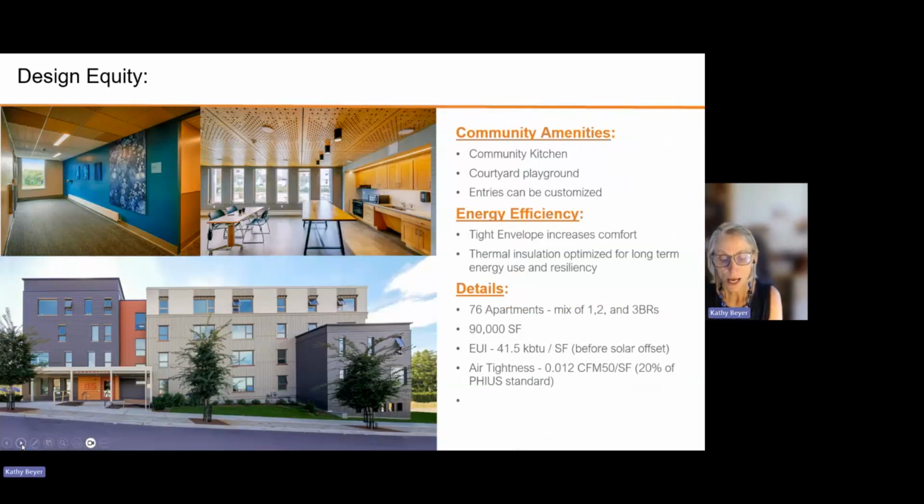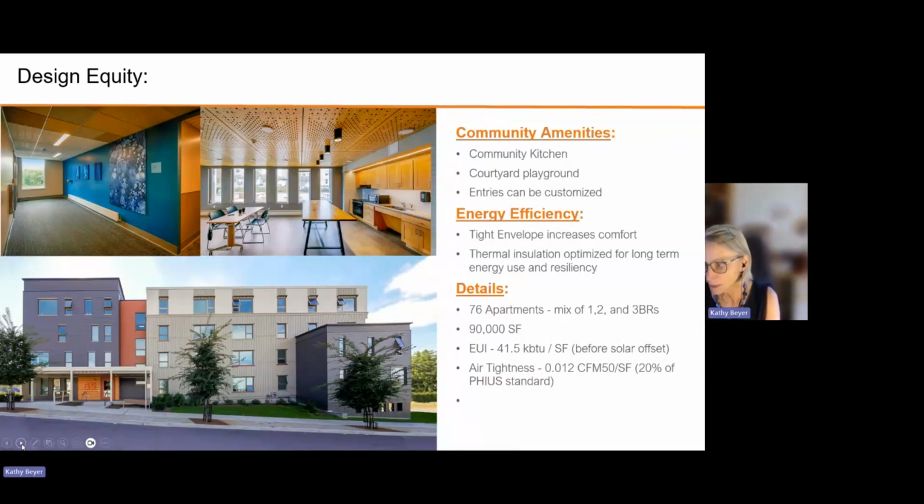In other words, as the owner, we are fully vested in keeping down the cost of the heating and cooling. We are very proud of our building envelope performance. We achieved an EUI of 41.5 kBTU per square foot before the solar offset. We achieved an air tightness of 0.012 cfm50 per square foot, which is 20% of the Passive House standard.